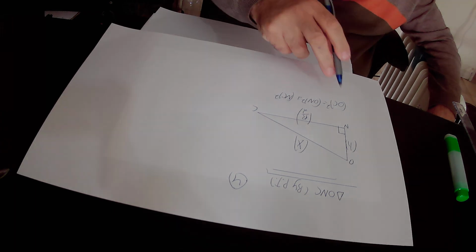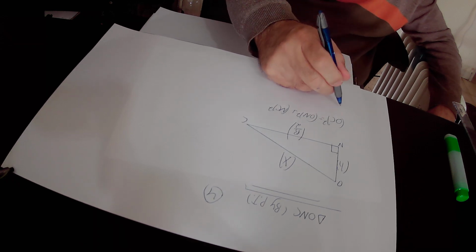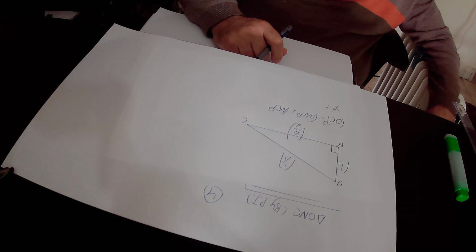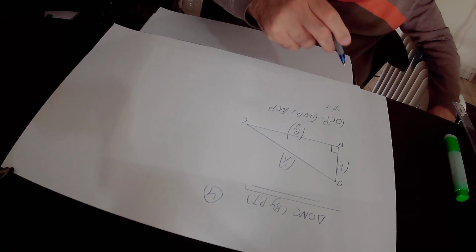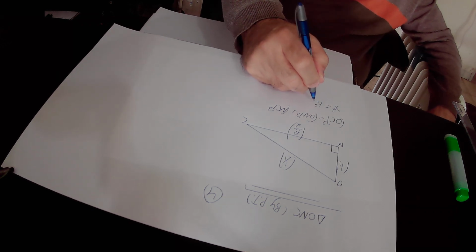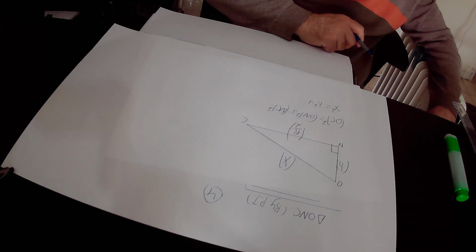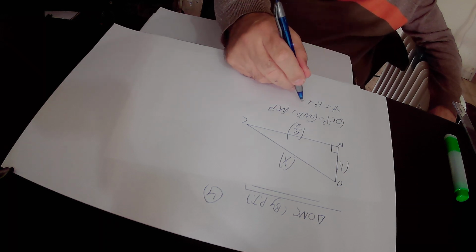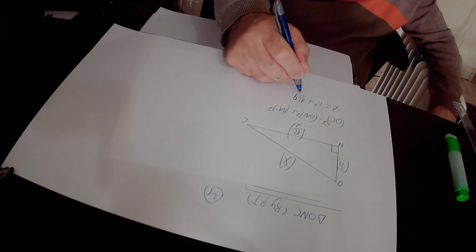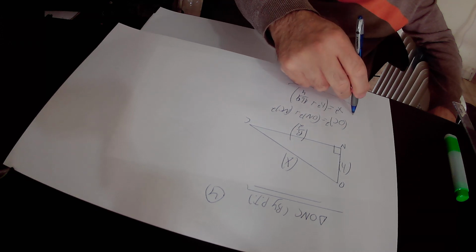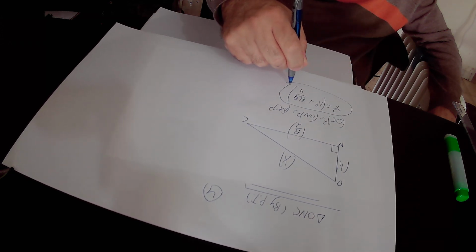Okay, so OC is x, therefore OC squared is x squared. That is equal to ON squared. ON is h, therefore ON squared is h squared. Plus NC squared. NC is 13 over 2, therefore NC squared is (13 over 2) squared, that is 169 over 4. In total, we found out that x squared equals h squared plus 169 over 4.